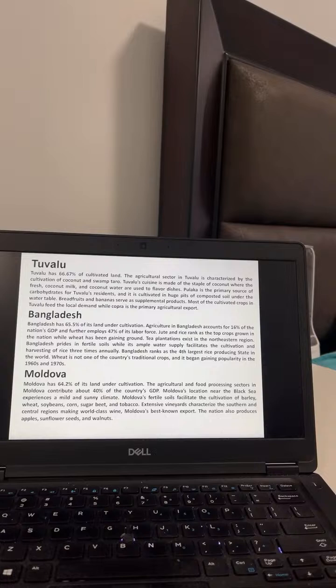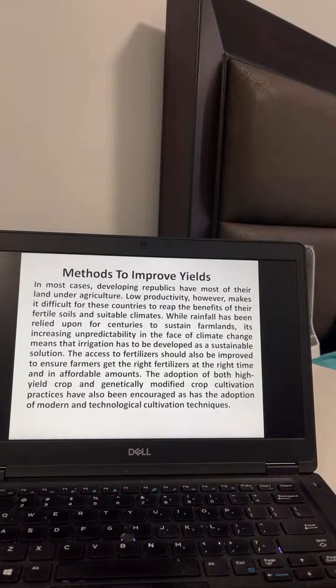Extensive vineyards characterize the southern and central regions, making world-class wine Moldova's best known export. The nation also produces apples, sunflower seeds, and walnuts.